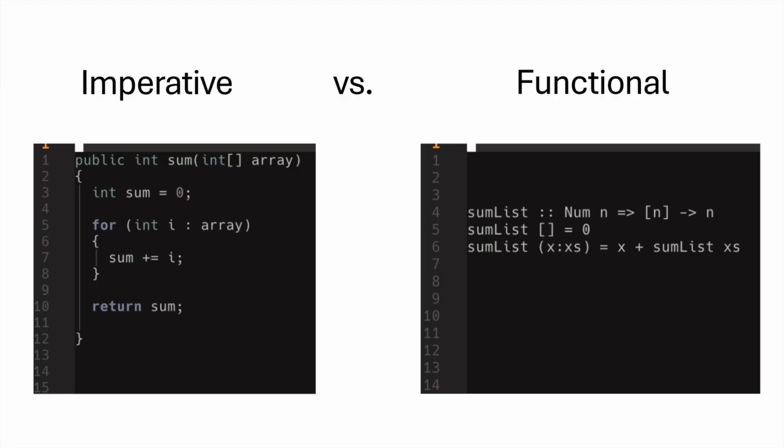Let's take a look at how functional programming differs from a more imperative style. On the left, we see a familiar-looking block of code written in Java which sums up all the values of an integer array. It defines a variable called sum, which is initialized to 0, and it uses a for-each loop to visit each element in the array and add its value into the sum. When it finishes, it returns that sum value back to the client, the caller.